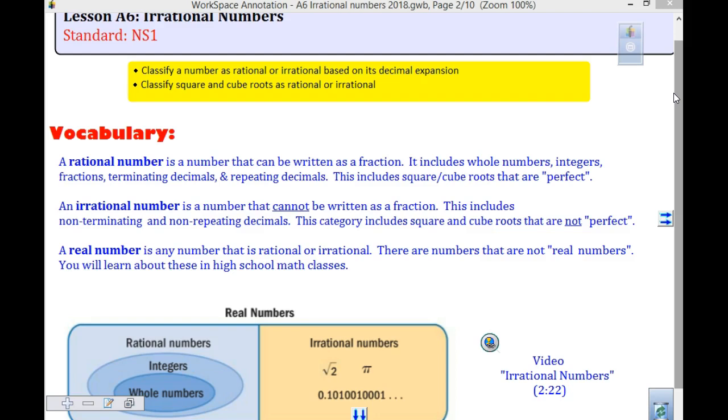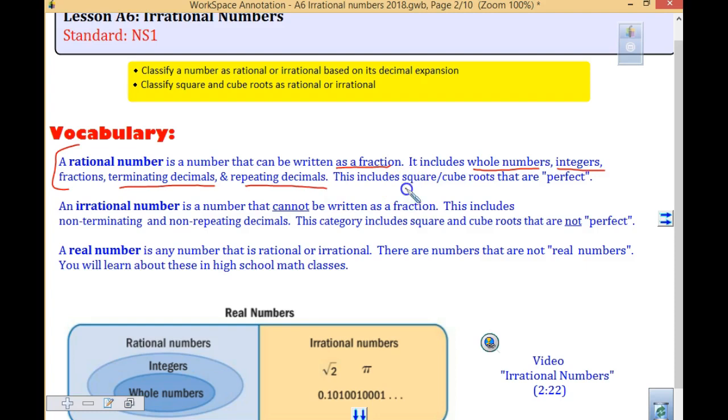So a rational number, I'm going to ask this on the test, right? You are going to be asked to write down for me what is a rational number. And what I am looking for is this, a number that can be written as a fraction. You would want to write this part down. It includes whole numbers, integers, well, we already said fractions, so you probably don't have to have that again, terminating and repeating. So a fraction, whole numbers, integer, and notice this part.